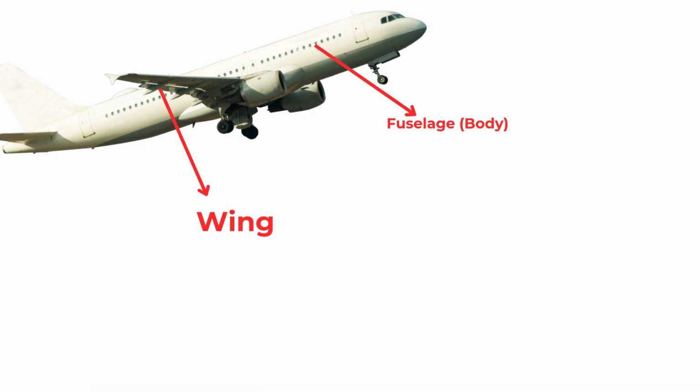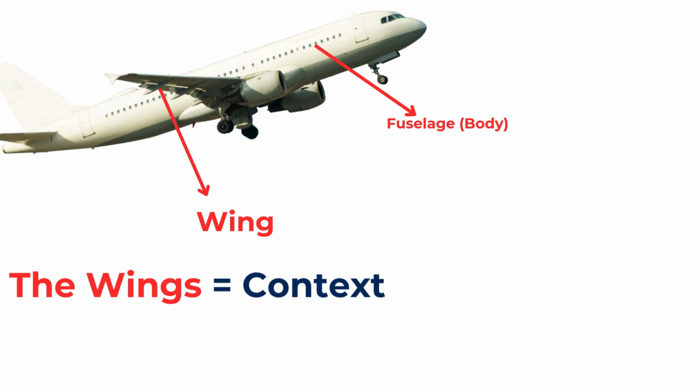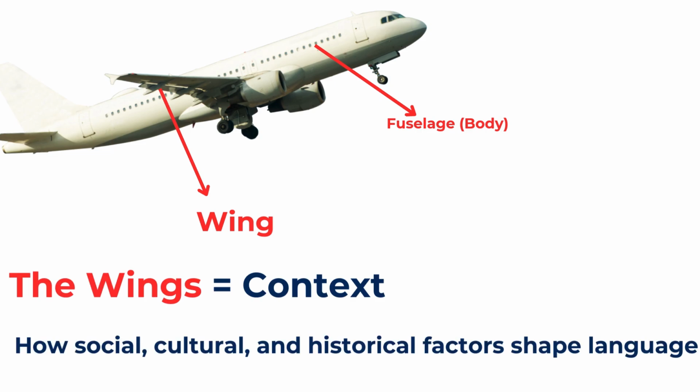Next, we have the wings of the plane. Without wings, a plane wouldn't be able to lift off and soar. In language analysis, the wings represent context, understanding how words and phrases are used in different situations.